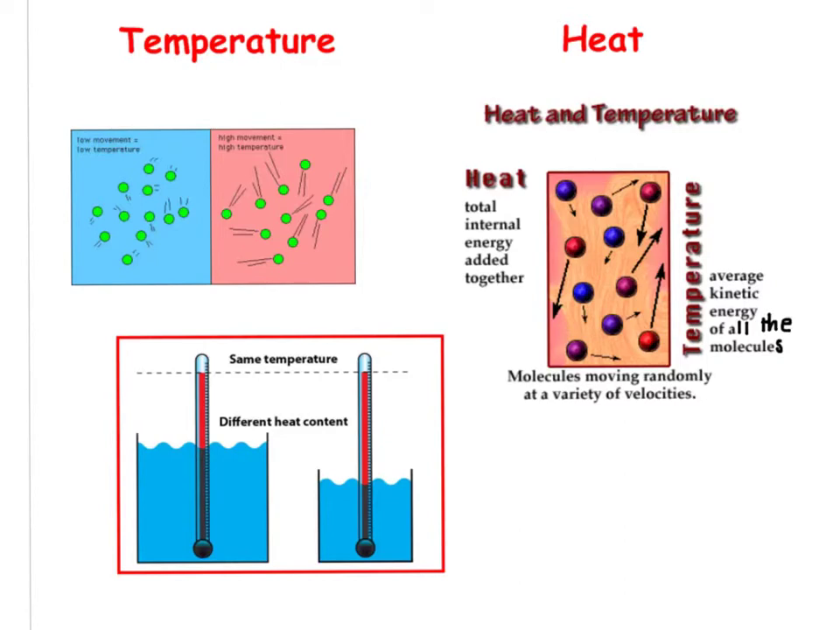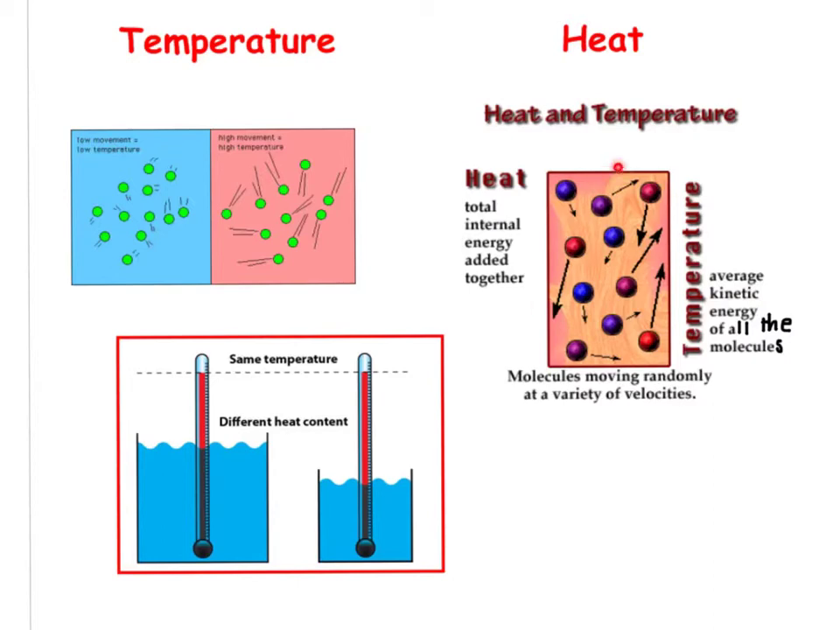And here we have our definition right here. Temperature equals the average kinetic energy of all the molecules. So if we take the kinetic energy of all these molecules, average that together, that is temperature. So what is heat? Heat is the total internal energy of all of the molecules added together.